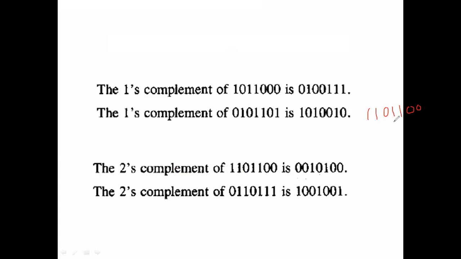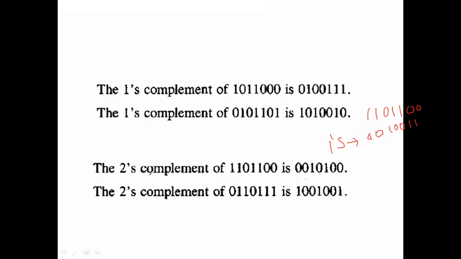How to get the 2's complement? First we take the 1's complement. How to get the 1's complement? Changing 1's to 0s and 0s to 1s. So 1 is changed to 0, this is also 0, 1, 0, 0, 1, 1. This is the 1's complement.